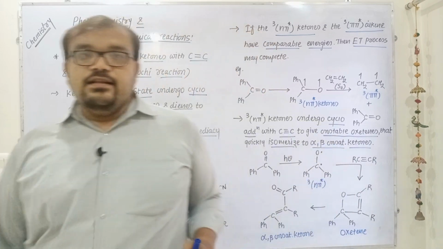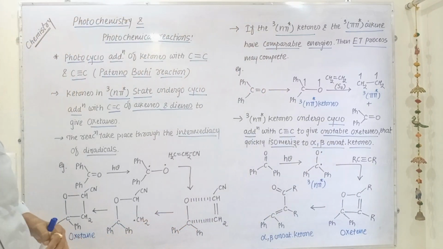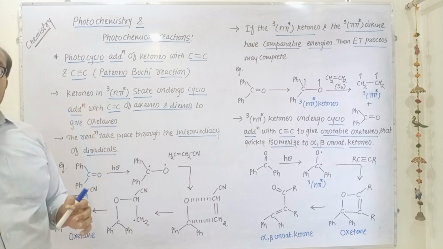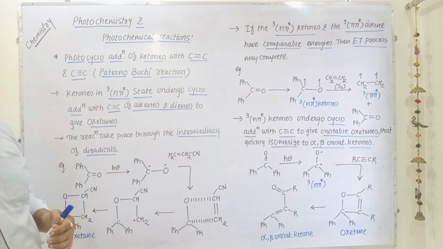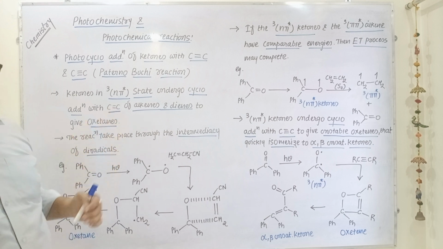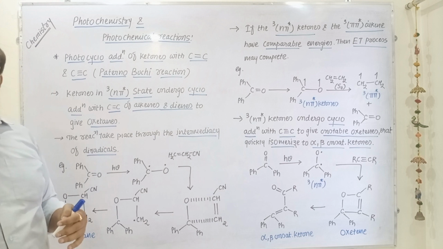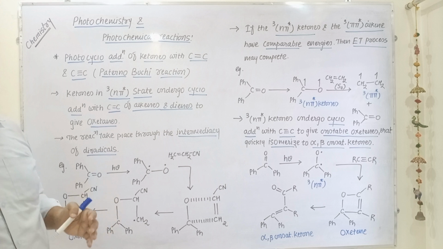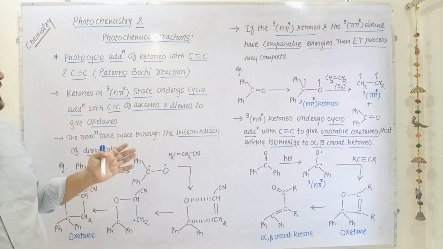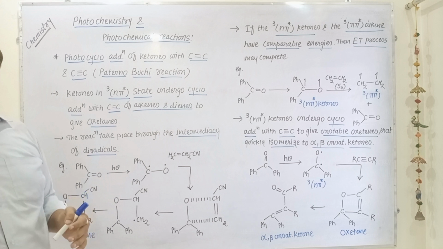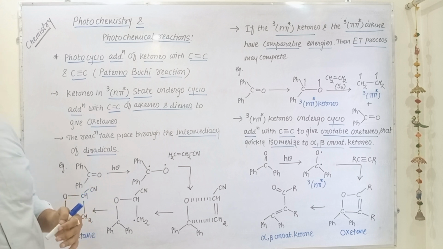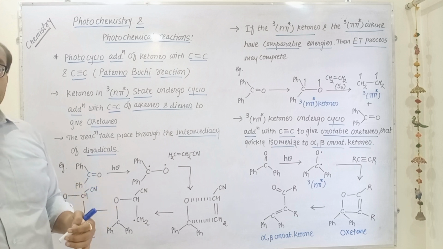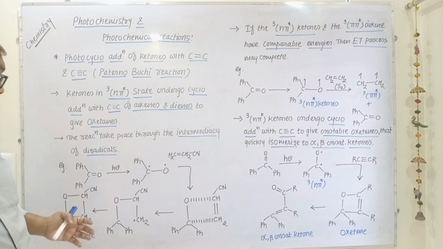Now in detail, when we discuss the Paterno-Buchi reaction, as we can see here, when a ketone in its triplet n-pi star state is added to either an alkene or a diene via cycloaddition reaction, then what will happen? It will give oxetane as a product via the intermediacy of a diradical or biradical. Let me explain this statement with an appropriate example.